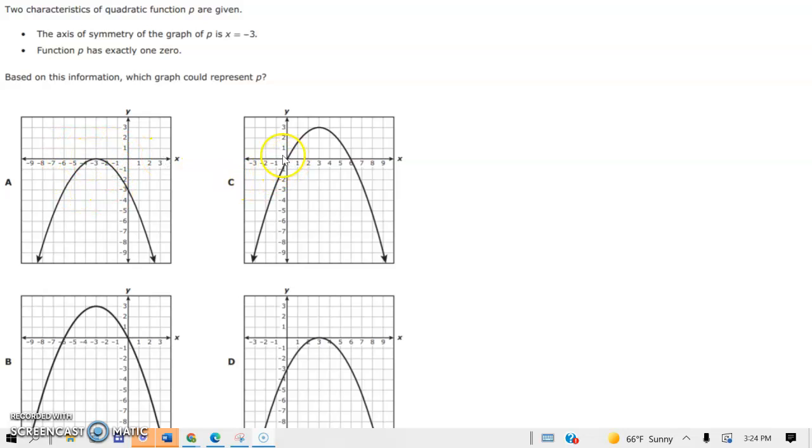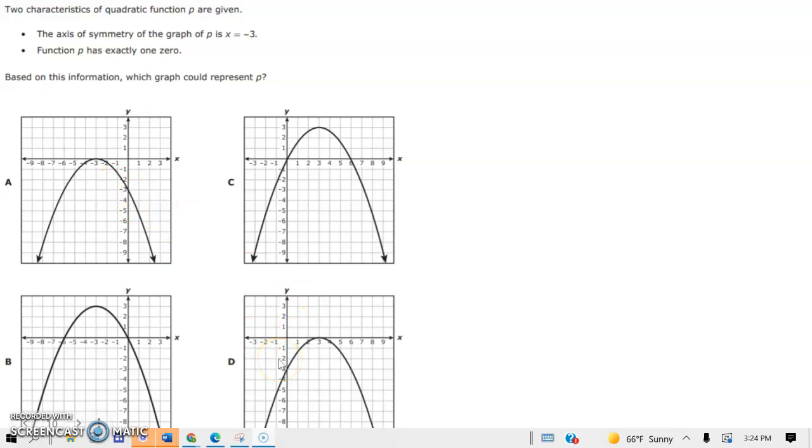Look at C, it's crossing here and here. So this one automatically does not fit the criteria that they're giving you. Look at B, it's crossing at -6 and at 0. So again, it's crossing more than once, so this one's not it. And look at D, it is crossing right here at 3 only. So this one is only crossing once. So it's between A and D.